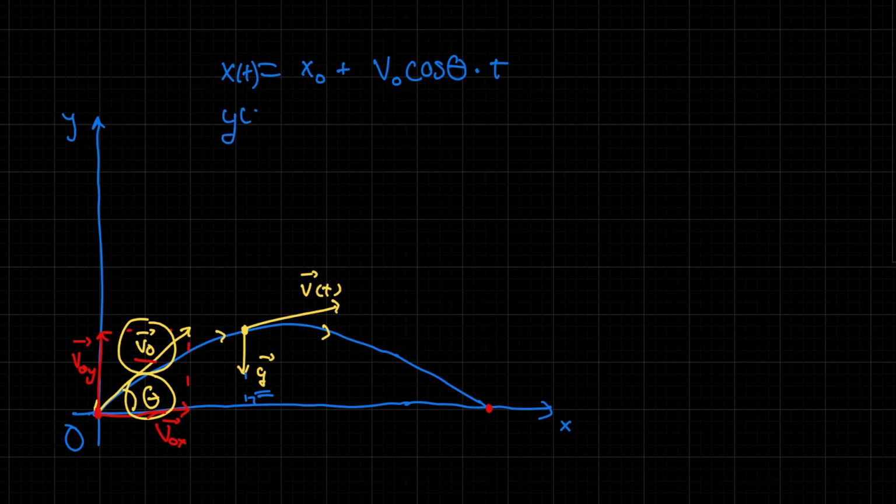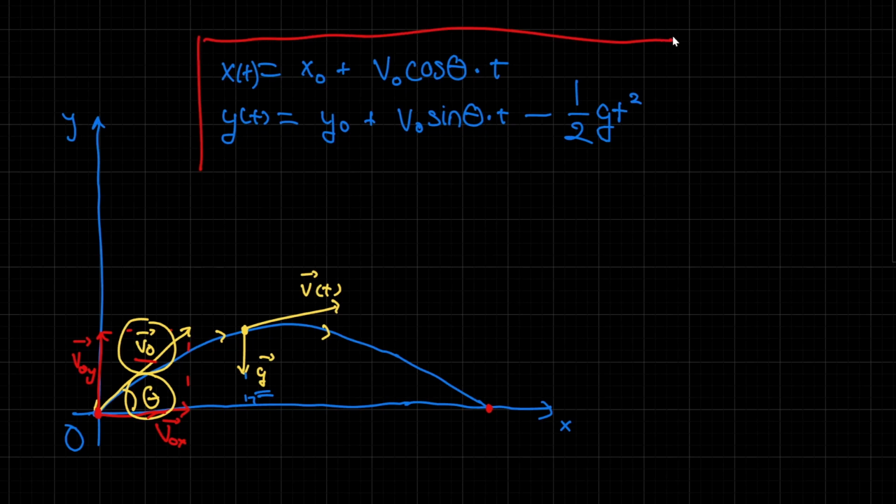and we also have y of t. It's quite the same. We have y0 now, and v0 sine theta here. But wait, we have the acceleration g, and it is negative. So this will be a minus one half g t squared. And this is the second thing that you should remember.